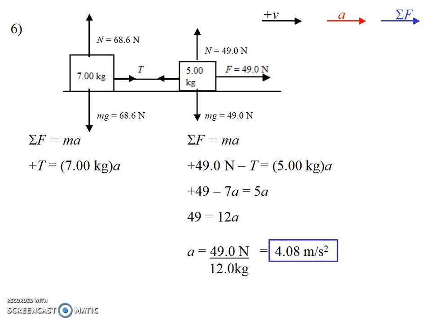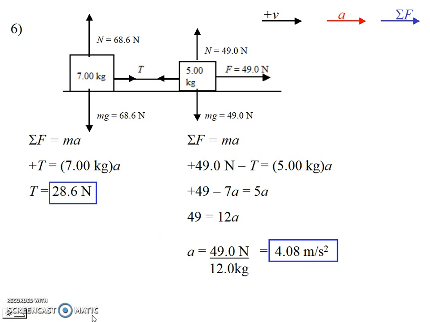Now I put the units back in to remind ourselves what these actually mean. So it's 49 newtons divided by 12 kilograms equals an acceleration of 4.08 meters per second squared. We can put this acceleration back into the tension equation, and you should be getting 28.6 newtons. Now at this point, you may have noticed something a little bit interesting.